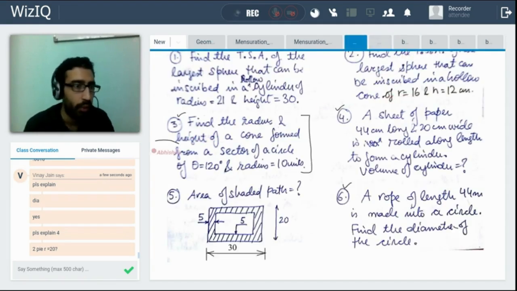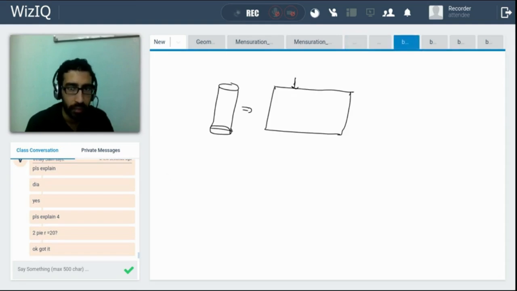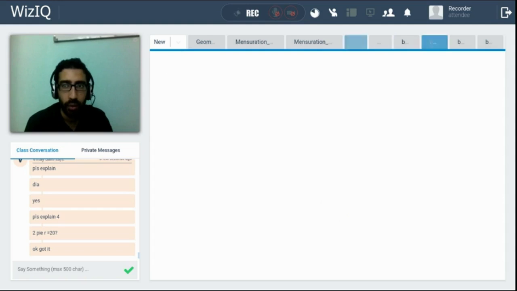If 44 is the length, 44 centimeter long, it says. Yeah, so 44 is my length without a shadow of doubt. This changes to 2 pi r. And of course, the height remains 20. I guess you can calculate it now. Pi r square h is the volume of the cylinder. Okay, cool. Excellent. Okay, then let's talk about a few other questions.